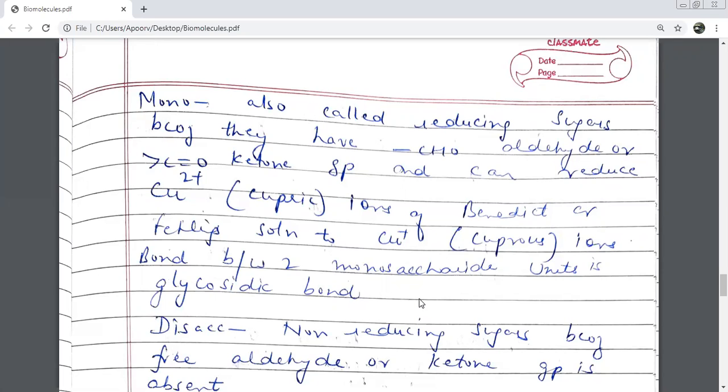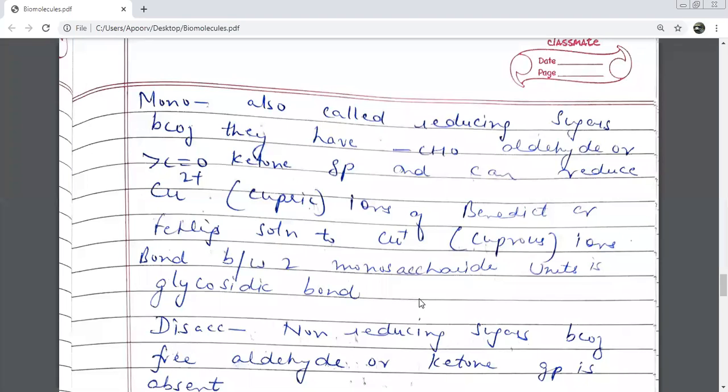Glycosidic bond. See, there are 2 possibilities of glycosidic bond. Either a carbohydrate unit adds to another carbohydrate, or a carbohydrate adds to some other group. But the essential part is that at least one of them should be a carbohydrate. Understood about glycosidic bonds?